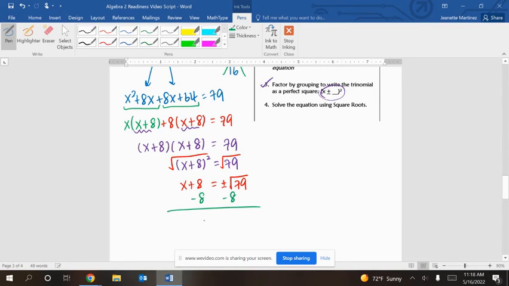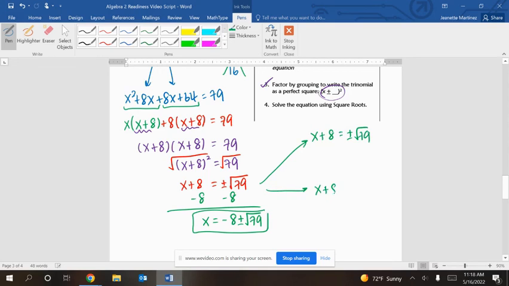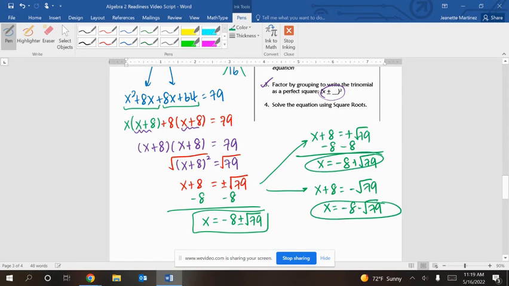So if you like writing it as one chunk, you can say negative 8 plus or minus square root of 79. That's how you would write it, as one chunk. If you don't like that, you can separate it by saying x plus 8 equals positive square root of 79, or x plus 8 equals negative square root of 79. Ooh, I put plus or minus up here. I meant just to put positive. And then you'll subtract 8 from both equations. Keeping in mind, negative 8 and square root of 79 are not like terms, so you cannot combine them. So you have to leave them separate. But these are the solutions, either written separately or you can write it together like that.